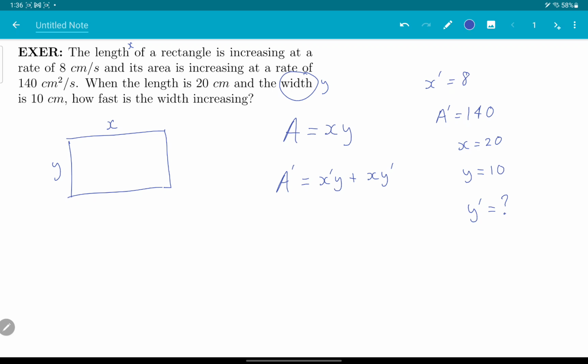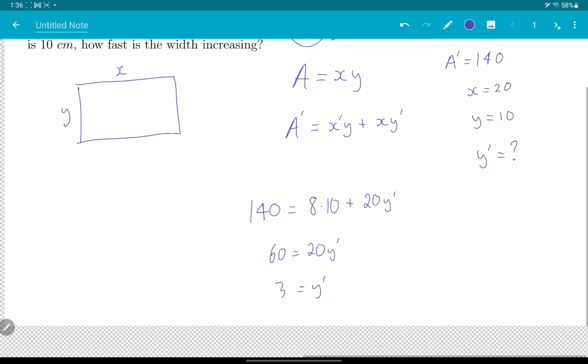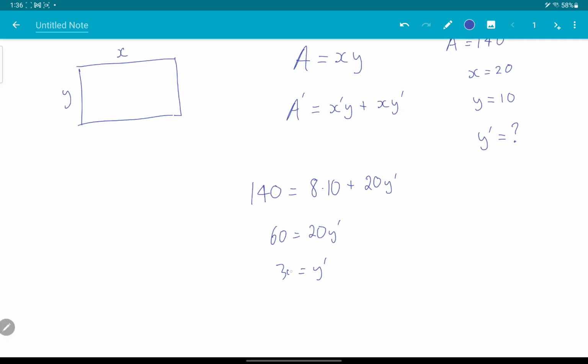Okay, so this seems easy peasy. Take all your information, plug it in here, and you will be off to the races. Let's see, 8 times 10 plus 20 y prime. 140 minus 80 is 60, 20 y prime. So y prime is 3. Y prime is 3 centimeters.